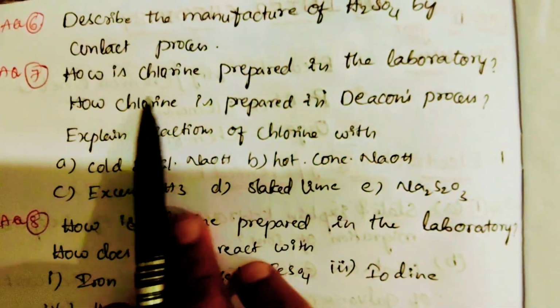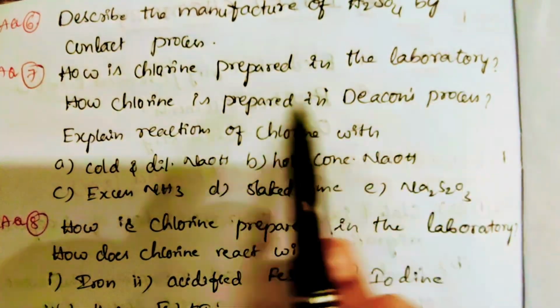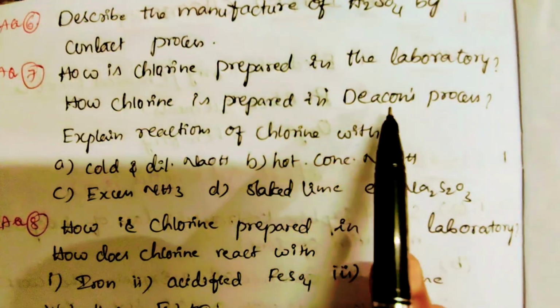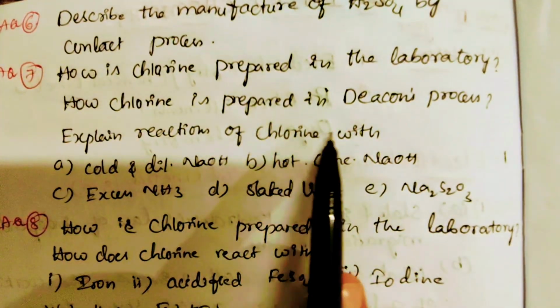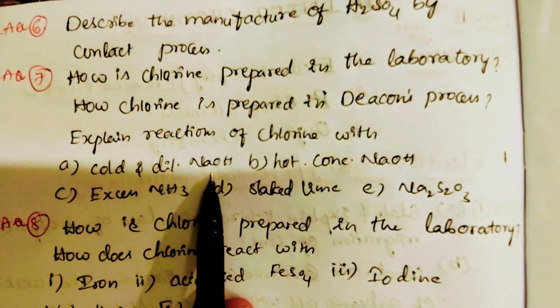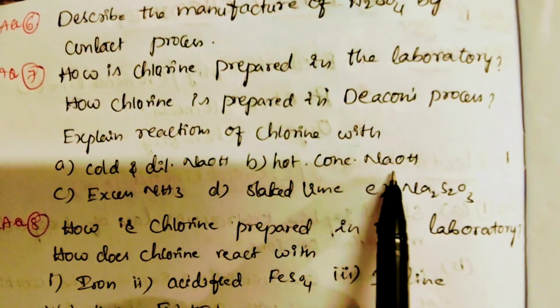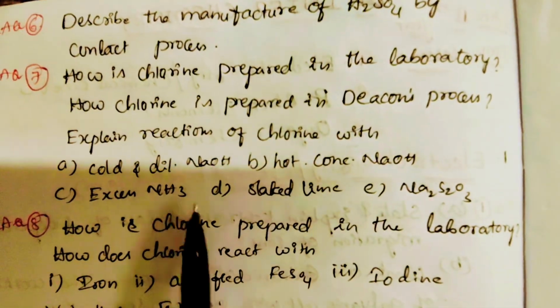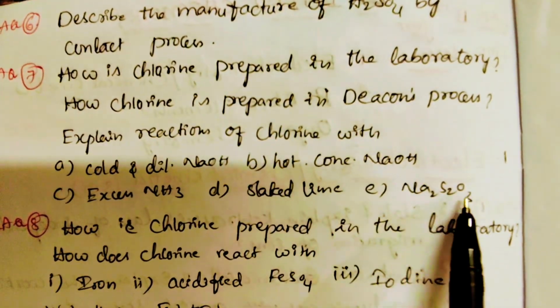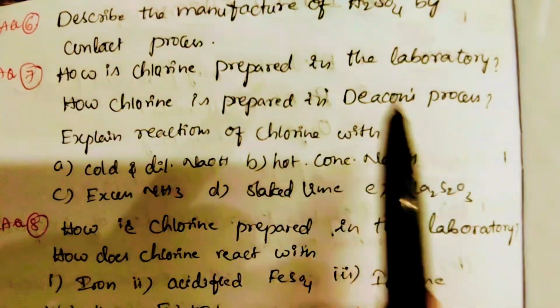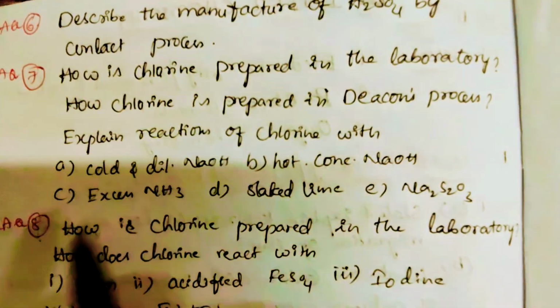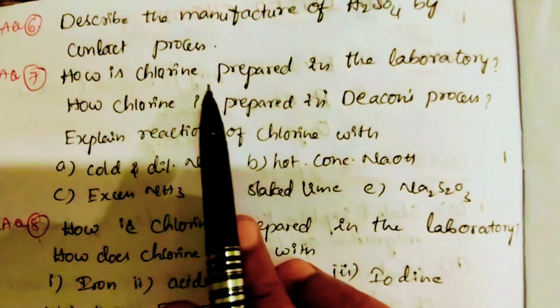And next one: how is chlorine prepared in the laboratory, how is chlorine prepared by Deacon's process, or explain the reactions of chlorine with cold dilute NaOH or hot concentrated NaOH, excess of ammonia, slaked lime, and Na2S2O3, hypo. So how to prepare chlorine and what are the reactions undergone by chlorine.